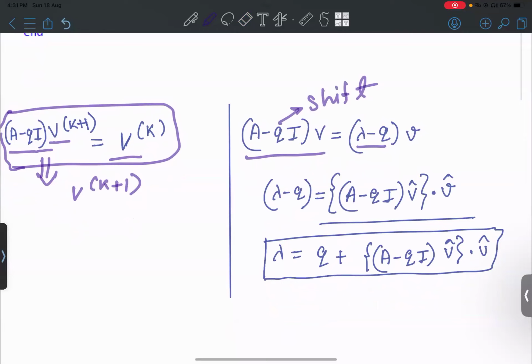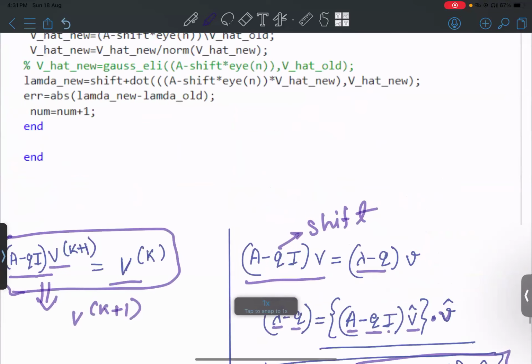From here I can simply write that lambda minus q will be equal to the dot product of (A minus qI) v hat and v hat. From here I will get lambda as q plus this whole term. So these two are my main equations. Now see how I have implemented that.